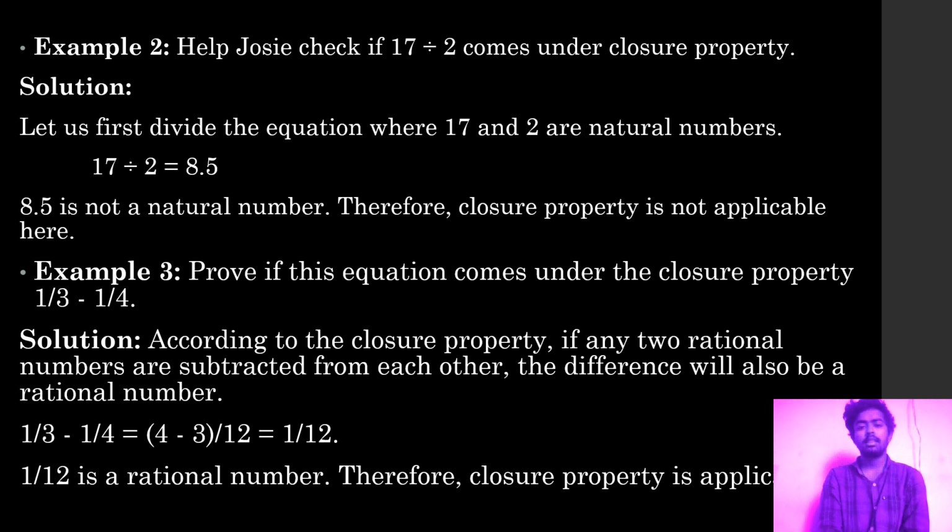Does this equation come under the closure property: 1 by 3 minus 1 by 4? According to the closure property, if any two rational numbers are subtracted from each other, the difference will also be a rational number. 1 by 3 minus 1 by 4 equals 1 by 12. 1 by 12 is a rational number. Therefore, closure property is applicable.